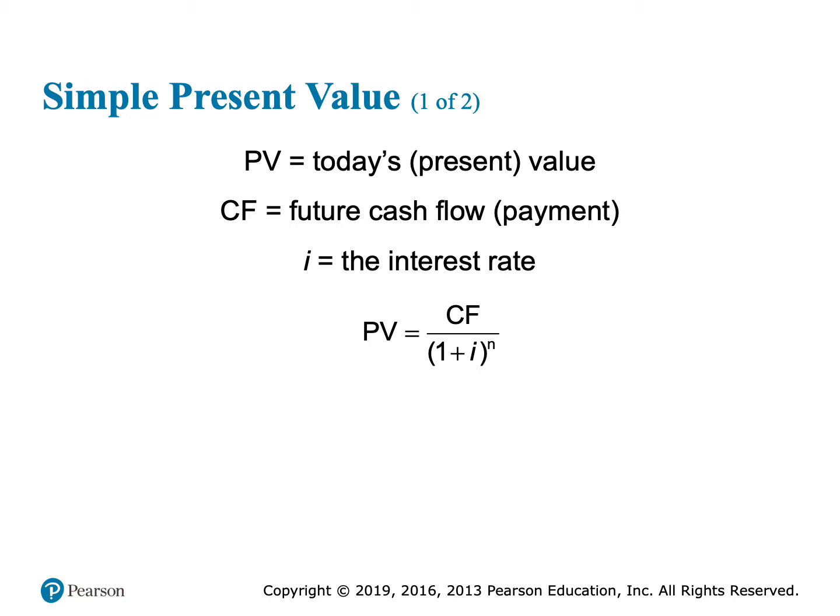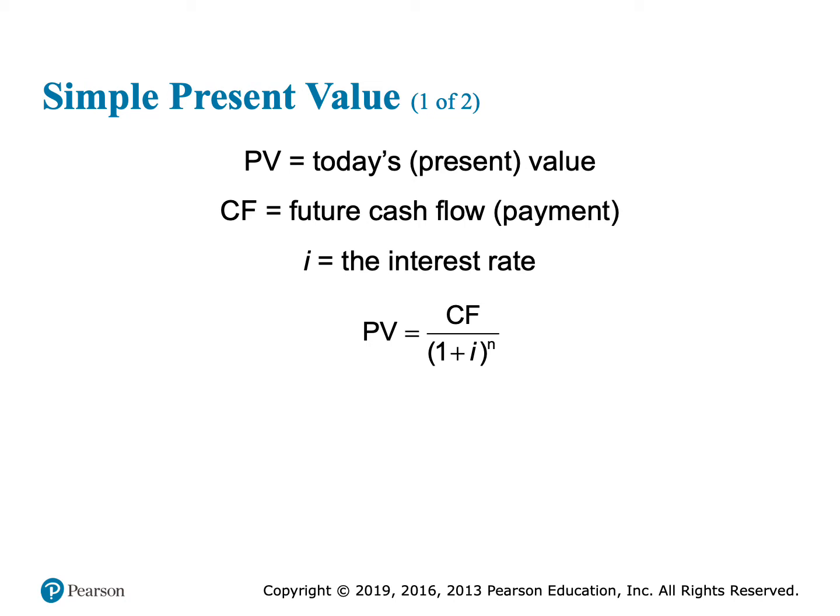If we know that the future cash flow is $110 and the current interest rate is 10%, assuming that we're dealing with n equals 1 period of time, then the present value of that future cash flow will be $100.